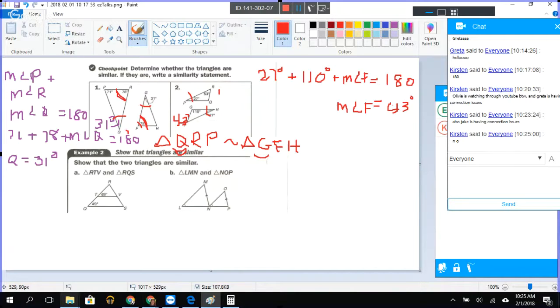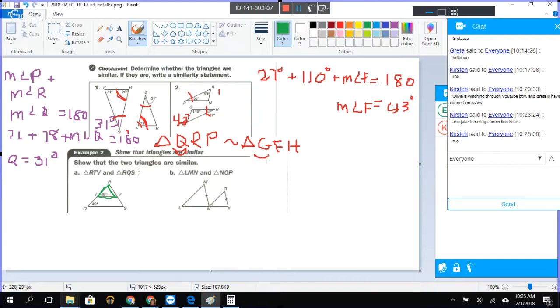All right, so a little more tricky at the bottom are these next two, but really not that big a deal, okay? You'll see here that it says, show the two triangles are similar. So we have triangle RTV. RTV is actually the little guy here. RTV.